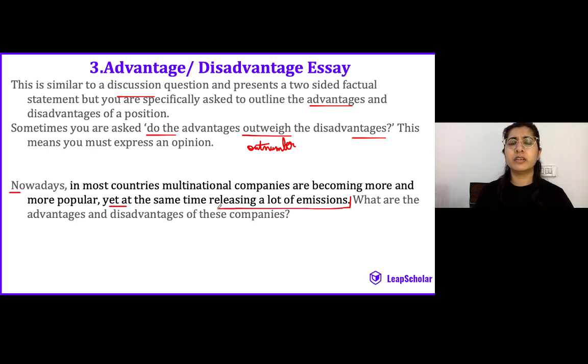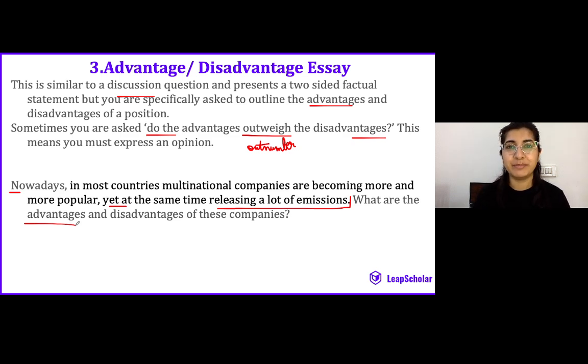For example, writing the disadvantages would be fairly simple. You can talk about the effluents or emissions which are being released both in the air and in the land or water from these companies. So that will give you two disadvantages. On the other hand, when you talk about advantages, again, think about any advantages which these multinational companies have regarding the environment.